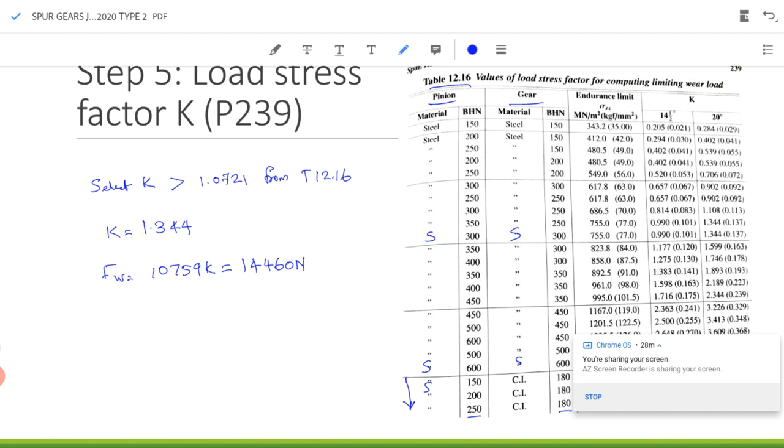What was the value of Fd? Dynamic load was equal to 11535. So this is the applied dynamic load, and this is the minimum load to initiate wear. So we can find that Fd is less than Fw, hence our design is safe.